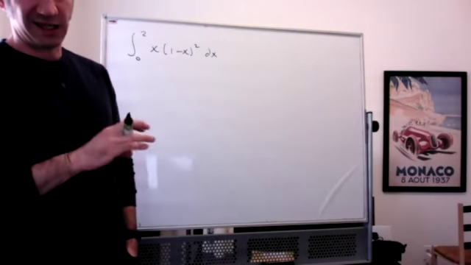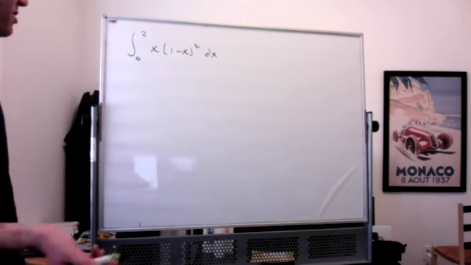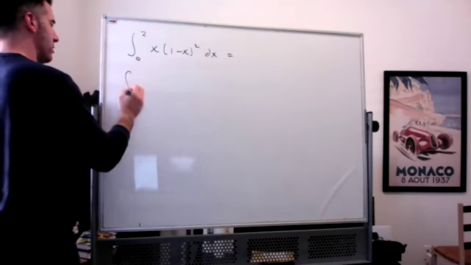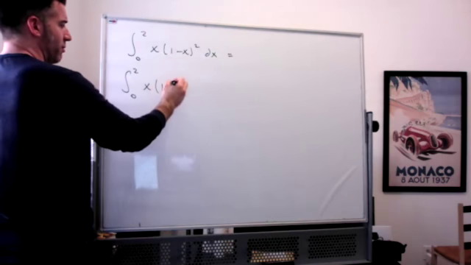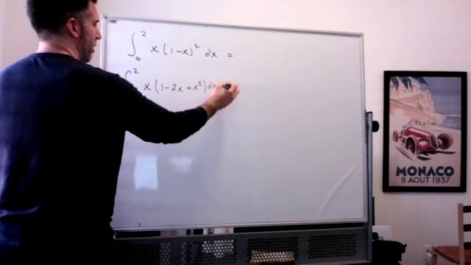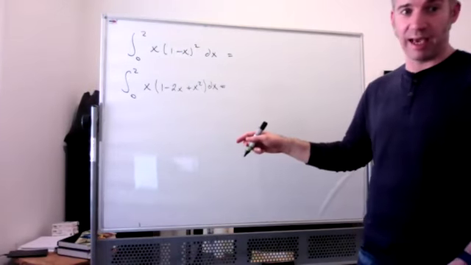Soon, probably next class, we'll learn how to do a u substitution. But for now, we don't have that, so we're just going to multiply it out. So I would multiply this out as x times 1 minus 2x plus x squared. And then I'm going to distribute. So we do have to distribute the x, right?